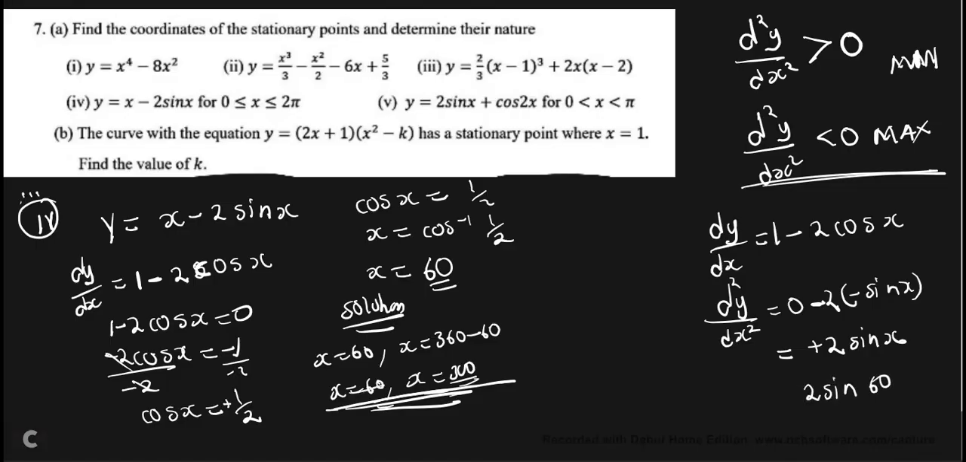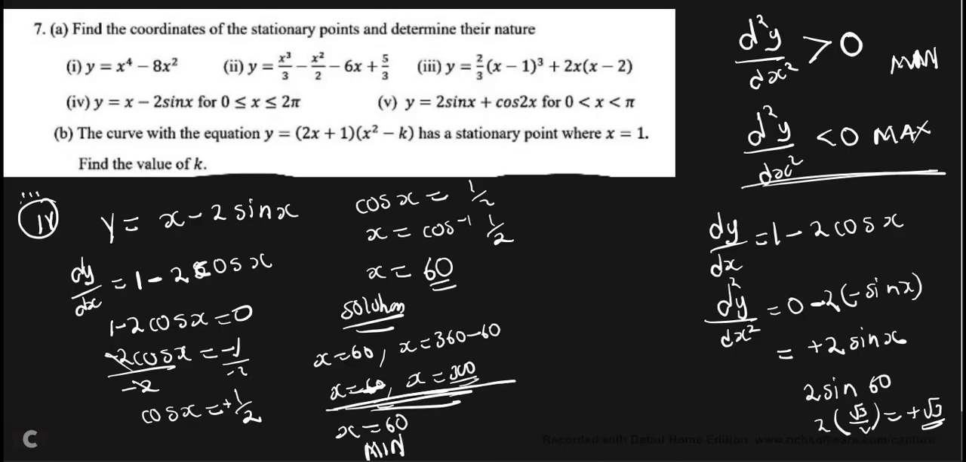Now let's substitute 60: 2 sine 60. What's the answer? You shall find that it is root of 3 over 2 times 2, which is positive root of 3. This root of 3 is greater than 0, meaning this one here is the minimum.